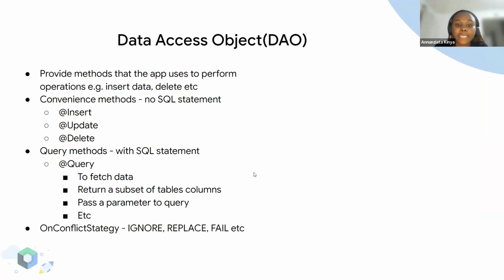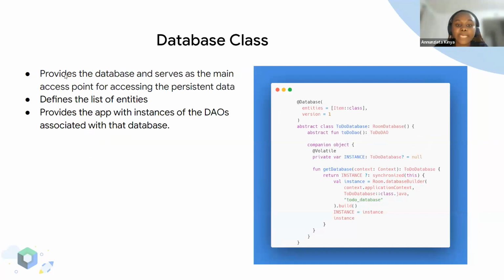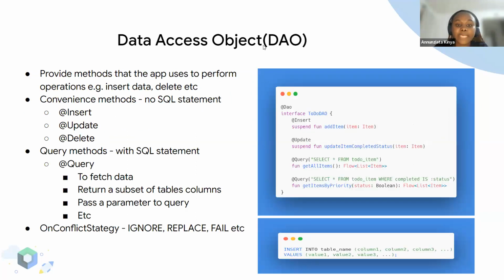The next bit is a data access object. Data access objects basically provide a way for the app to perform operations. So I have the database, I have tables stored in this database, but now how do I access it? Let's say I'm trying to add something into the database, or query the database to get something to display for the user. The data access object is the interface that defines what kind of interaction you want with your database.